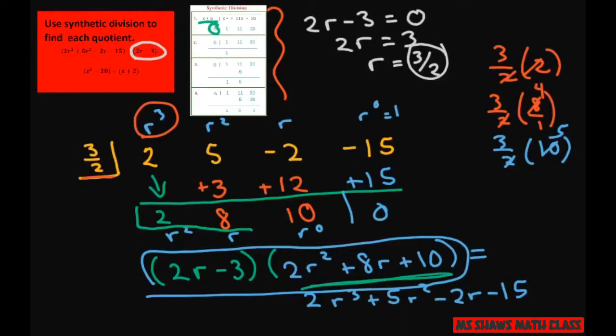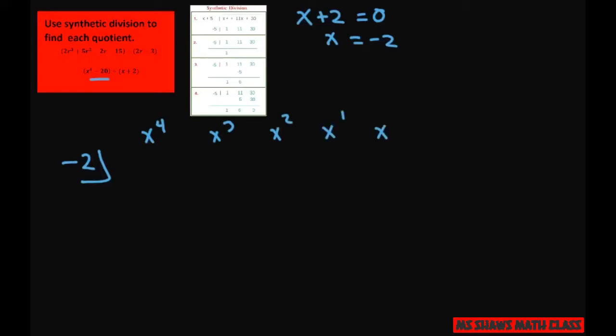All right, next is this problem. So we do the same thing. We have x plus 2 equals 0, so x equals -2. So we're going to write our -2 here and then do our coefficients. Now in this case, we need x to the 4th, x cubed, x squared, x to the 1st, and x to the 0. Remember, x to the 0 is your constant. So in that case, ours is -20. For x to the 4th, we have 1. Everything else is 0 because we don't have it.